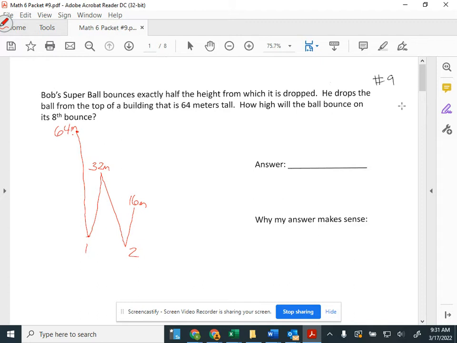You're going to work it out, but label it as you go. Can we go down into decimals? Yup. So if you need to use a calculator to divide by 2 each time, use your calculator. Label it as you go all the way to the 8th bounce. Anna, I am recording this so you can watch the recording at home and work on your packet.